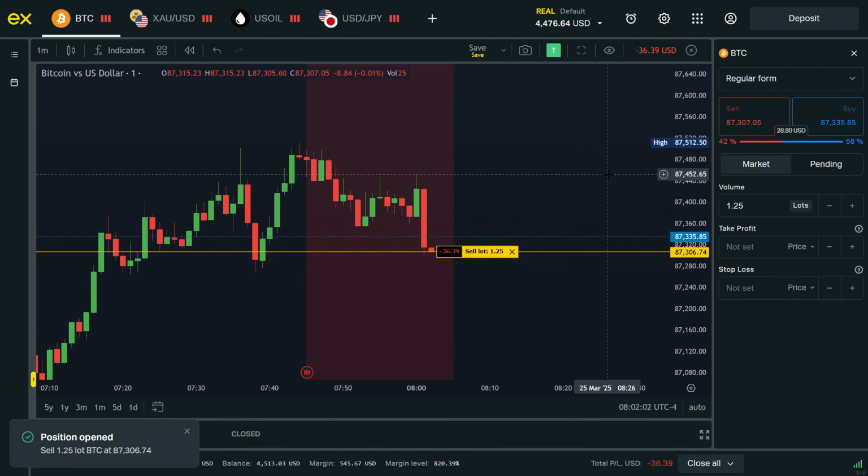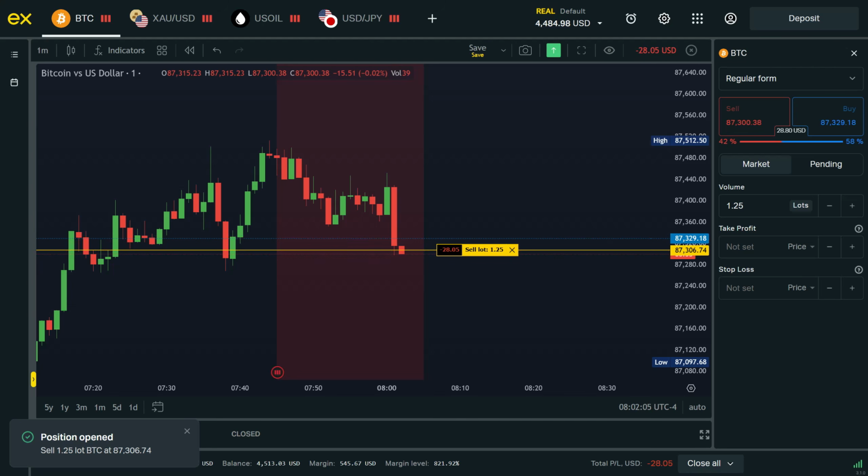All right, I'm spotting a potential opportunity here. So I'm going ahead and entering a sell trade at this level. The setup looks promising, and based on my strategy, this trade has a strong probability of playing out well. Now, while the trade is running, let me walk you through the strategy behind this entry. I'll break it down step by step so you can understand exactly why I took this trade and how you can apply the same logic in your own trading.